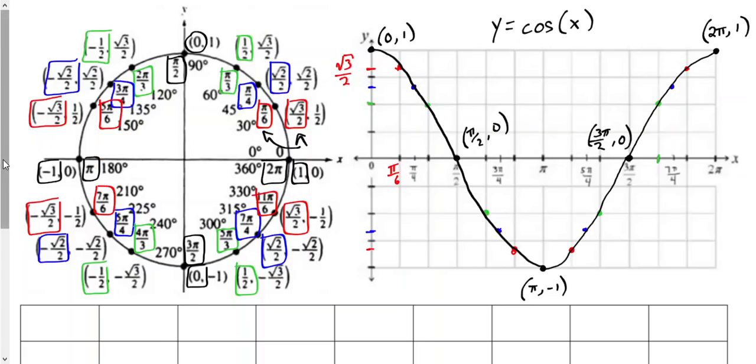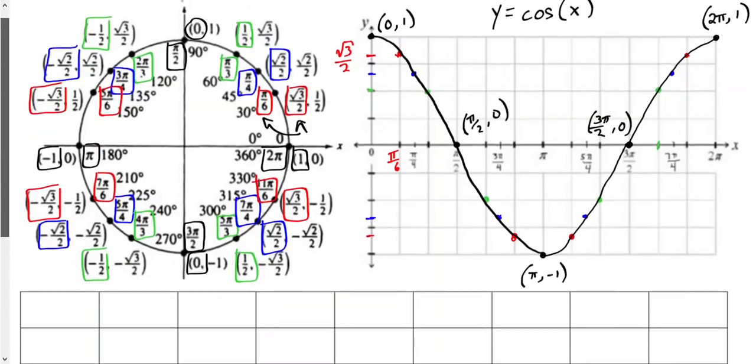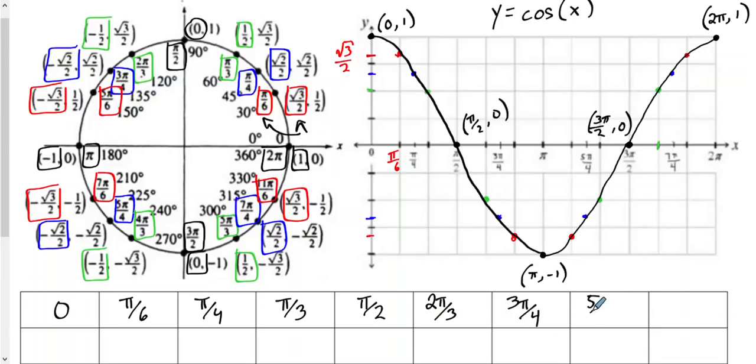So before we move on, we're going to take a look at this table of values. We're just going to do exactly the same thing that we did with sine and fill this in for the first half. So we had angles of 0, pi over 6, pi over 4, pi over 3, pi over 2, and then their analogs in the second quadrant, 2 pi over 3, 3 pi over 4, 5 pi over 6, and pi.